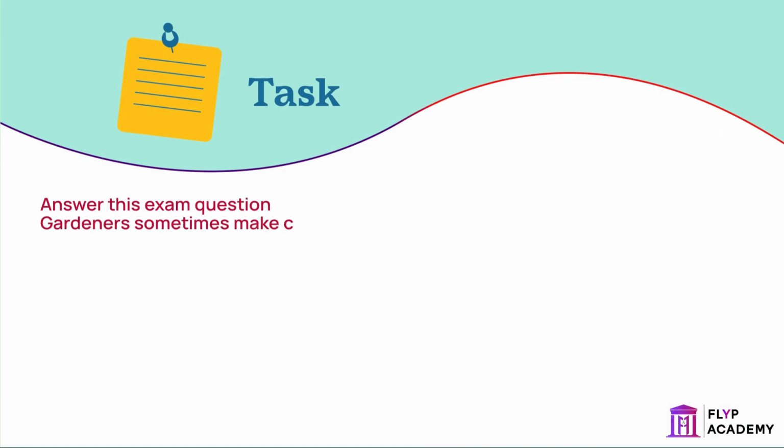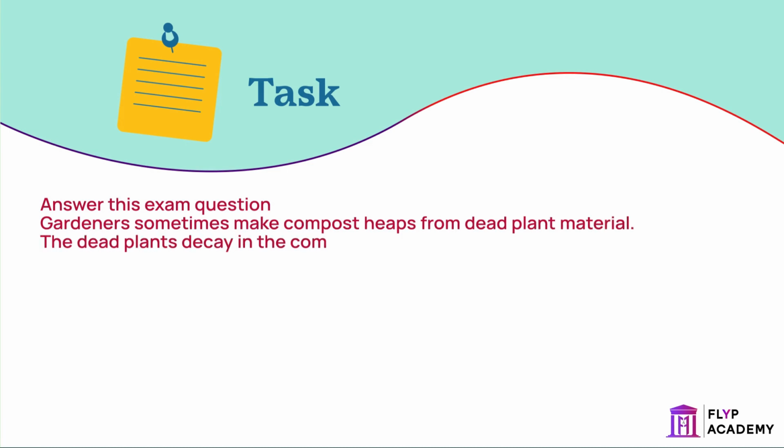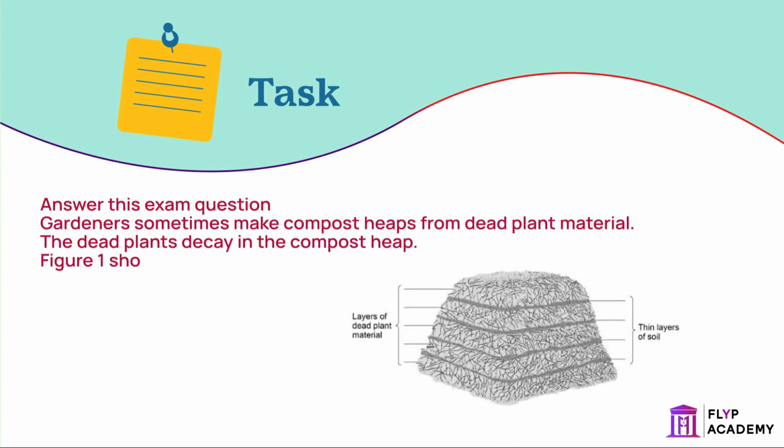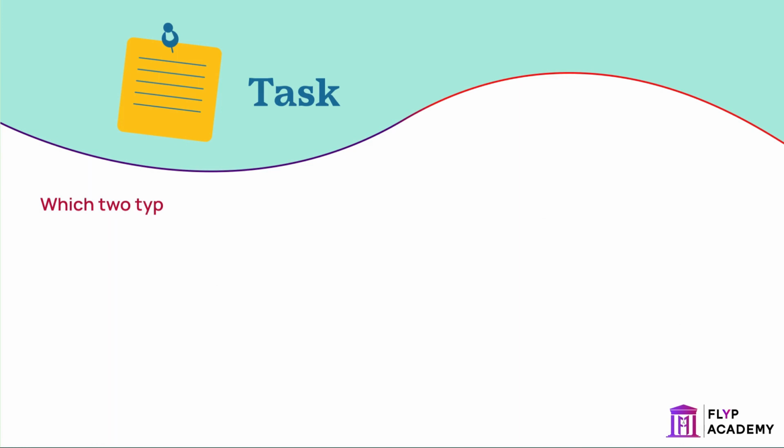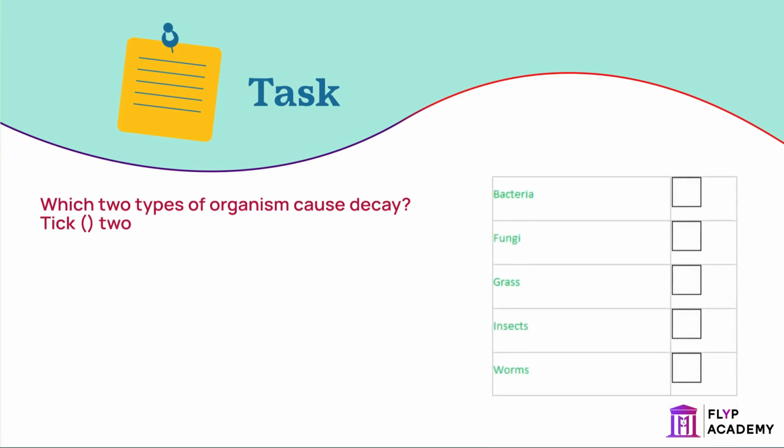Gardeners sometimes make compost heaps from dead plant material. The dead plants decay in the compost heap. Figure 1 shows a compost heap. The thin layers of soil contain organisms that cause decay. Which two types of organism cause decay? Tick 2 boxes. Bacteria, fungi, grass, insects, worms.